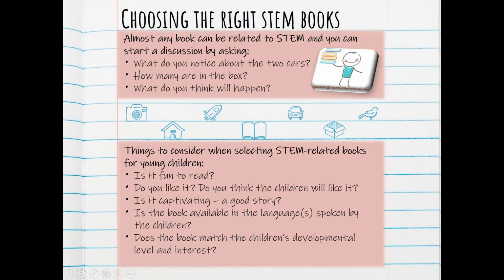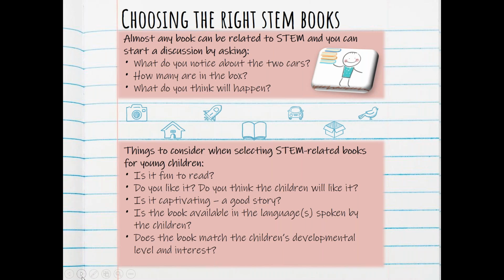Almost any book can be related to STEM, and you can start a discussion by asking, what do you notice about the 2 cars? How many are in the box? What do you think will happen? There's several things to consider when you're selecting STEM-related books for young children. Is it fun to read? Do you like it? Do you think the children will like it? Is it captivating? Is it a good story?